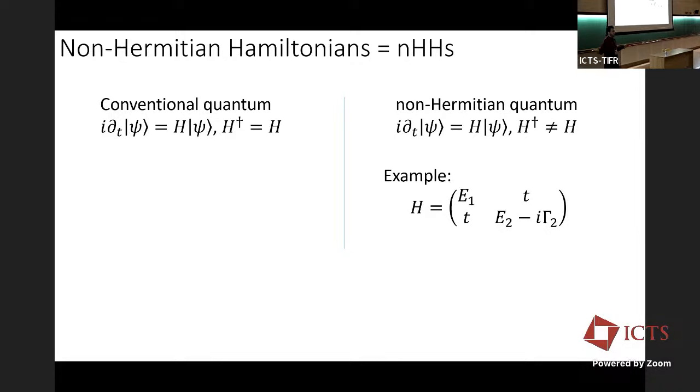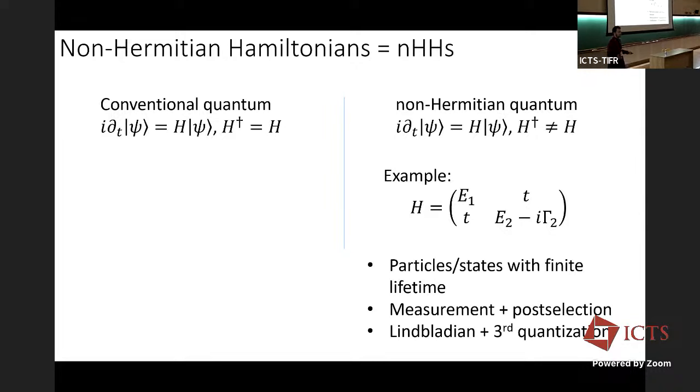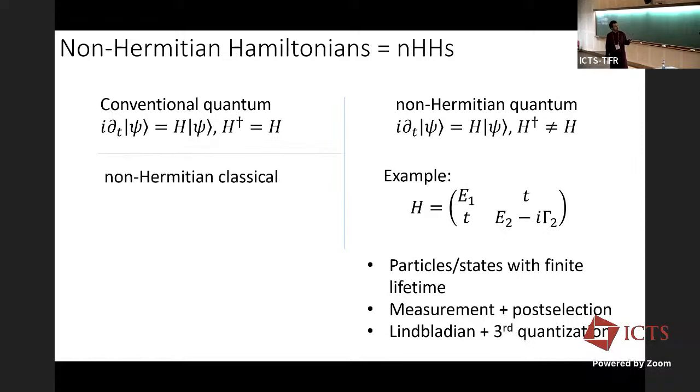And what could be the reasons for such Hamiltonians? Well, you have levels or particles or quasi-particles with finite lifetime. Or you have measurement in your system and you post-select the measurement results. Or you can think of a Lindbladian system and use the third quantization formalism and map it to a non-Hermitian Hamiltonian problem.